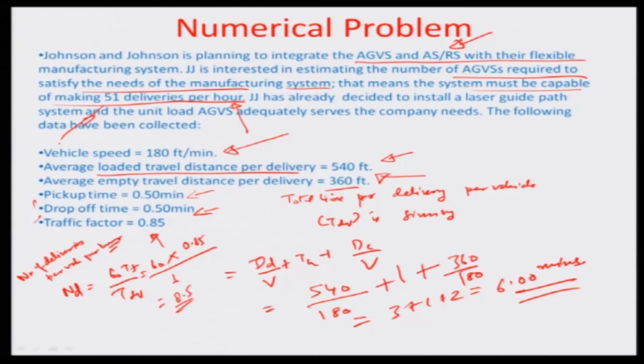hour. So if this is the number of deliveries for one vehicle in 1 hour, for the 51 deliveries needed, 51 divided by 8.5, about 6 vehicles would be needed to do this job of making 51 deliveries per hour. Okay, so that is how you calculate the number of AGV vehicles needed. This is a sort of an optimum plan, and there are many other optimization issues like distance criteria, etc., which can come into the picture in a realistic situation.